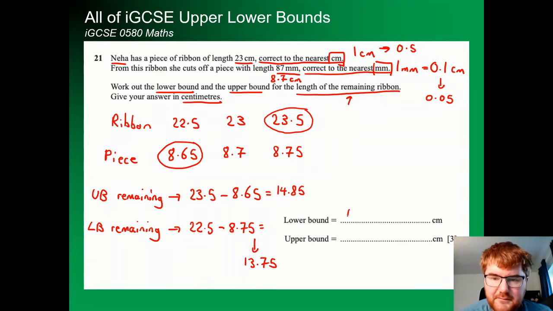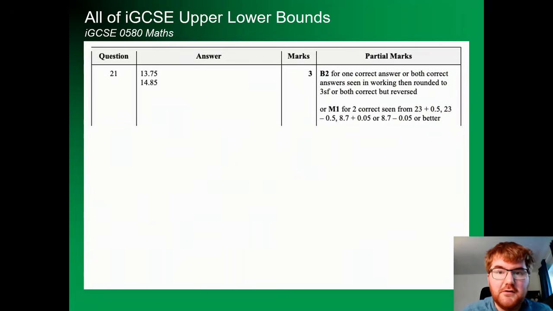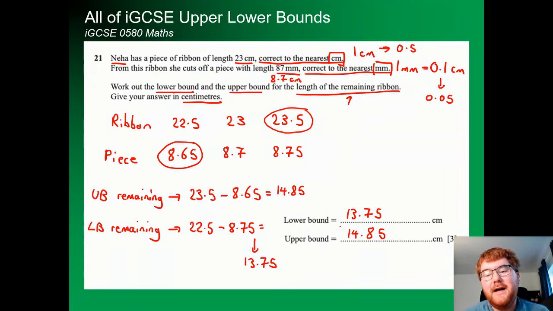So lower bound is 13.75, and our upper bound is 14.85. Again, reading through the question, understanding exactly what you're trying to achieve will then help you choose the correct upper and lower bound from what we did in this part of the question. So you can check your answers here. So 13.75, 14.85. Please don't make the mistake of putting the wrong bound in the wrong place.